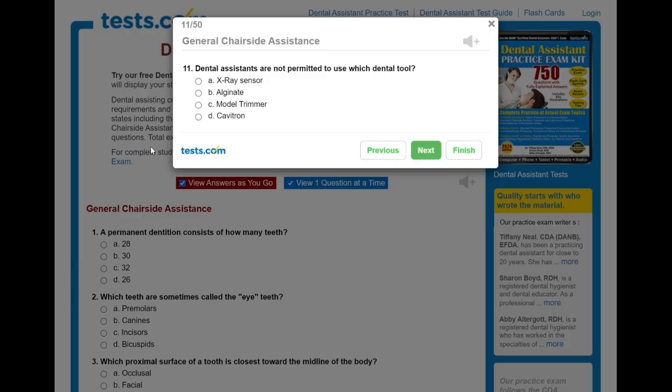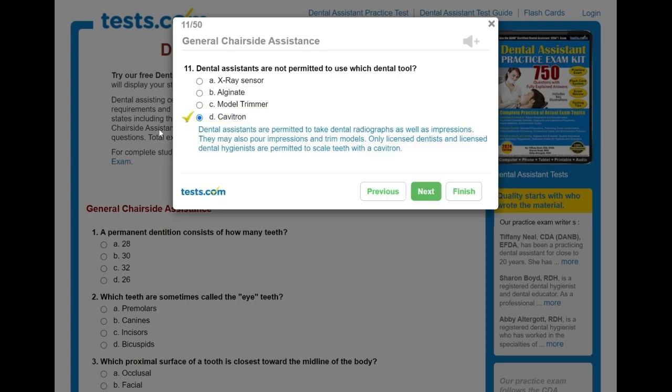Question 11. Dental assistants are not permitted to use which dental tool? A. X-ray sensor. B. Alginate. C. Model trimmer. D. Cavitron. D. Cavitron. Dental assistants are permitted to take dental radiographs as well as impressions. They may also pour impressions and trim models. Only licensed dentists and licensed dental hygienists are permitted to scale teeth with a Cavitron.